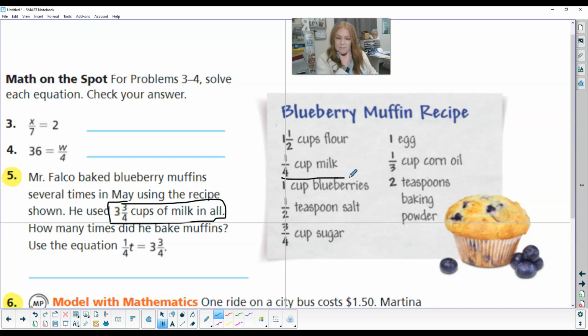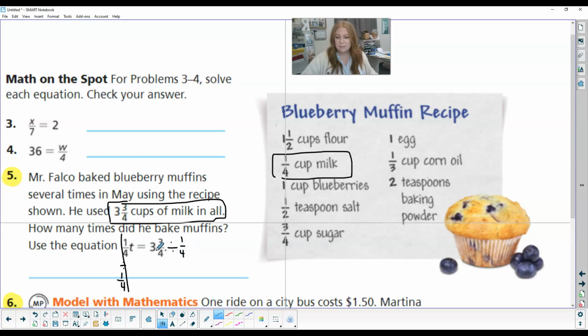So right, 1 1/4 cup of milk is for one recipe, and he used 3 3/4. So I am using this equation. So every time he used 1/4 cup, that's a recipe, and he ended up with 3 3/4. So the opposite of timesing by 1/4 is to divide by 1/4. So I'm showing what I'm doing, so that cancels out. So now over here, we also have to divide by 1/4.